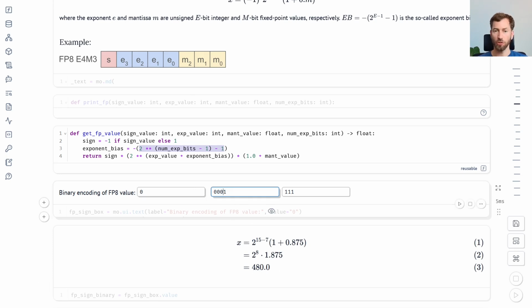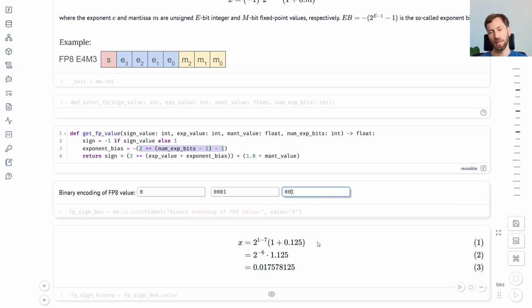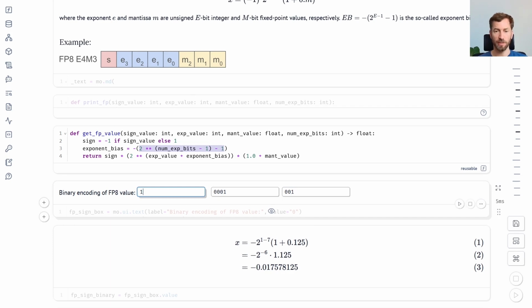Now we can choose a lot smaller exponent. Now the exponent is 1, -7, the exponent bias. Now the result is smaller than 1, as intended. To further reduce the result, of course, we could also reduce the mantissa value. And of course, we can also toggle the sign. So let's toggle it back, and let's see what happens if I set the exponent and the mantissa to 0.